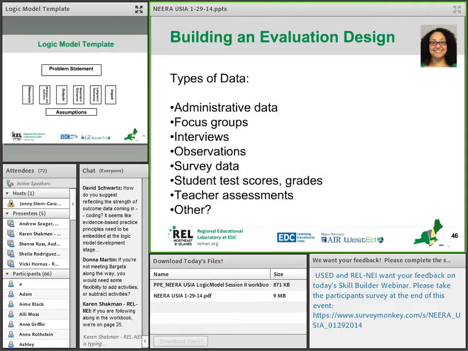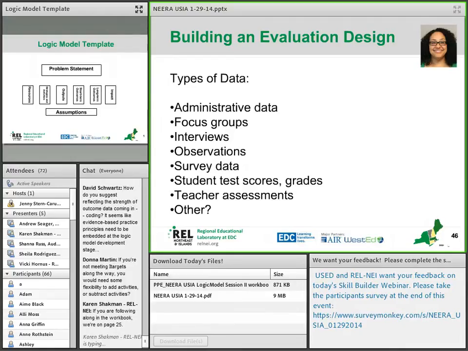Now here we have some potential data sources on this list of the types of data. As you can see here, we have administrative data, which would include attendance data. There are both quantitative and qualitative data sources here, but there may be other data sources that are not captured here that may be helpful in designing your evaluation.